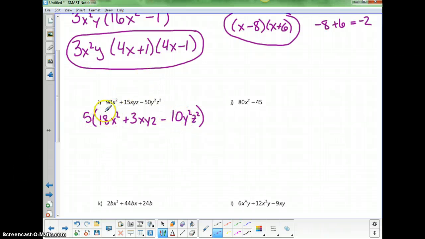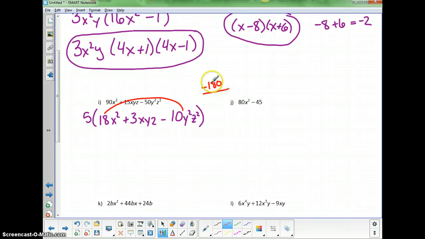There is a coefficient here, so I can't just use the last number. I can either use trial and error or I can use grouping. I'm going to go ahead and try grouping with this one. So I'm going to multiply first and last. 18 times 10 is 180. That'll be negative because the 10 was negative.